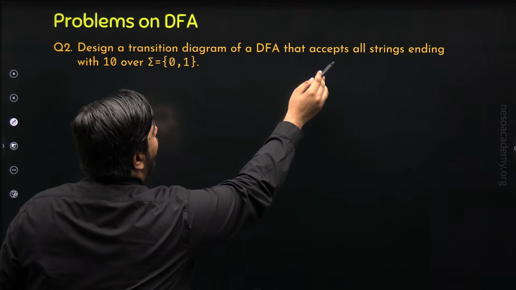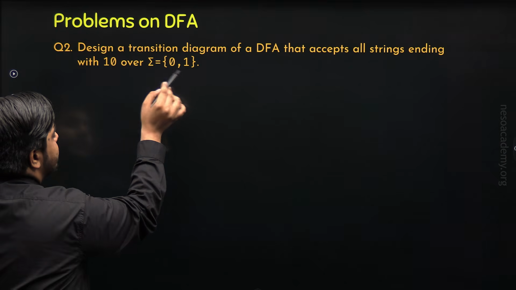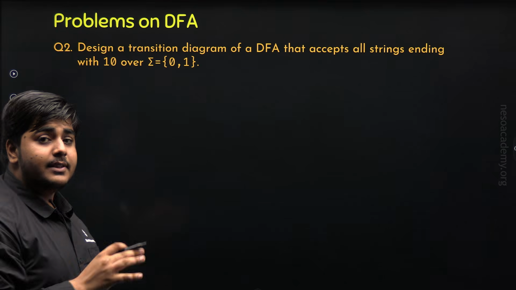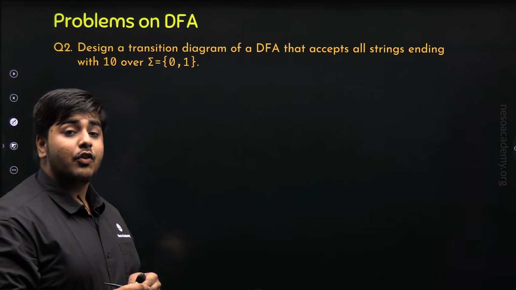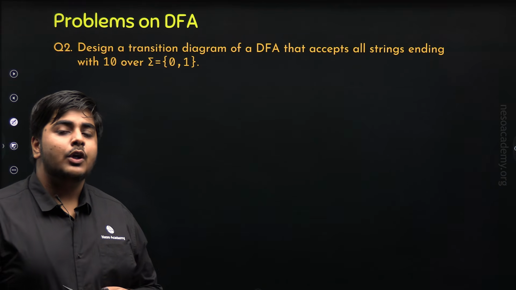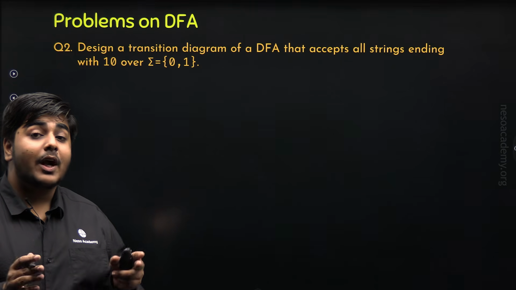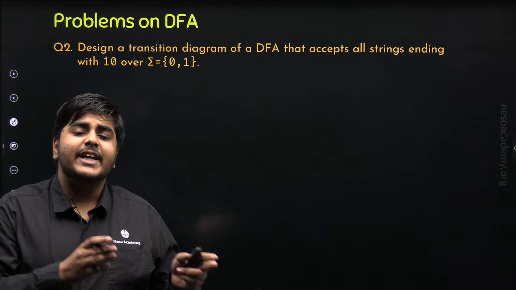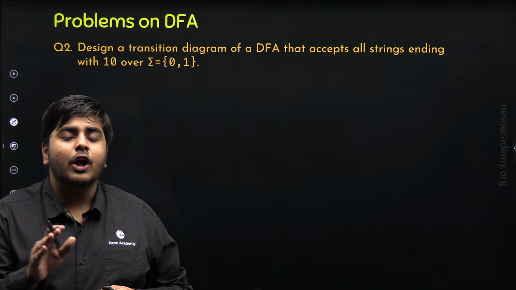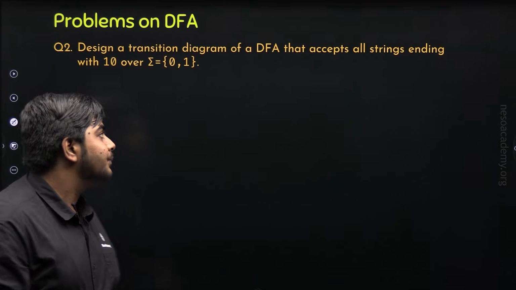So now let's proceed to our second problem, which is: design a transition diagram of a DFA that accepts all the strings ending with 10 over the alphabet 0, 1. That means in this problem, we are required to design the transition diagram of a DFA that will accept all the strings ending with 10. So our DFA should accept all the strings ending with 10 and should be able to reject the strings not ending with 10. So let's see the language for this problem.